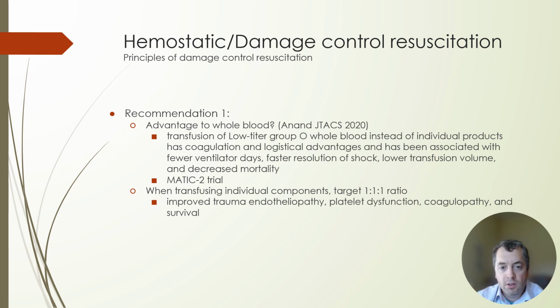If you do not have whole blood available, individual components should be transfused in a 1:1:1 ratio of red cells to plasma to platelets. Although if your platelets are stored as what we formerly called the six-pack, you may be transfusing not 1:1:1 units, but 6 units of red cells and plasma before you get to your first unit of platelets. The 1:1:1 ratio improves the trauma endotheliopathy, which is a relatively new research topic, platelet dysfunction, coagulopathy, and improves survival.